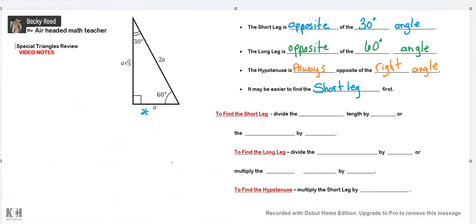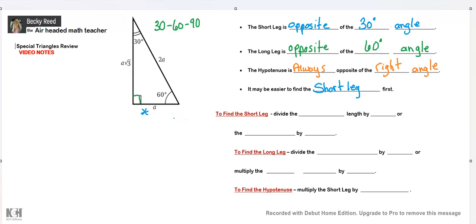Okay, next up is this wonderful 30, 60, 90. Let's write that down. It's a 30, 60, 90 triangle because it has a 30 degree angle, an angle that's 60 degrees, and then of course our lovely right angle right there, which is 90 degrees. Now, because these two angles are different sizes, you've got a short leg and a longer leg. They're not the same anymore.